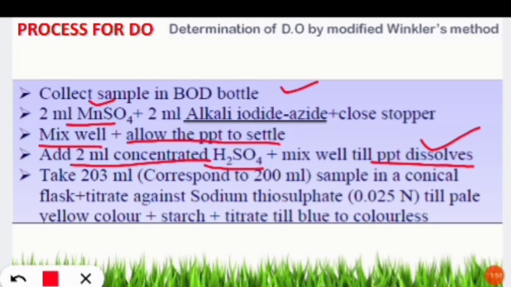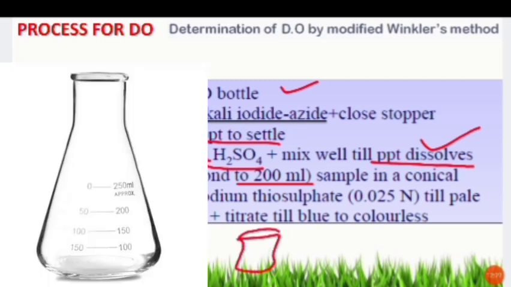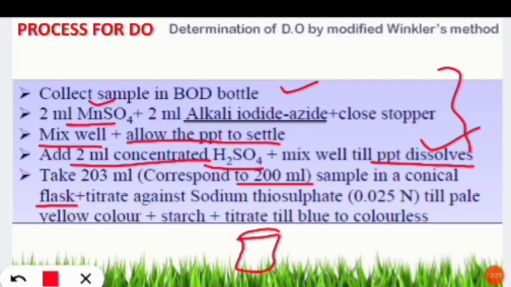Next, we will take 200 ml of that sample in a conical flask. From that BOD bottle, we will take 200 ml in a conical flask. The important thing for getting DO and BOD is that we must do titration to get the value of dissolved oxygen or biochemical oxygen demand. So what do we have to do for titration? We need a conical flask. In the conical flask, we will take 200 ml of the mixture which we have prepared from the sample collected. The next thing is, we should titrate against sodium thiosulfate.